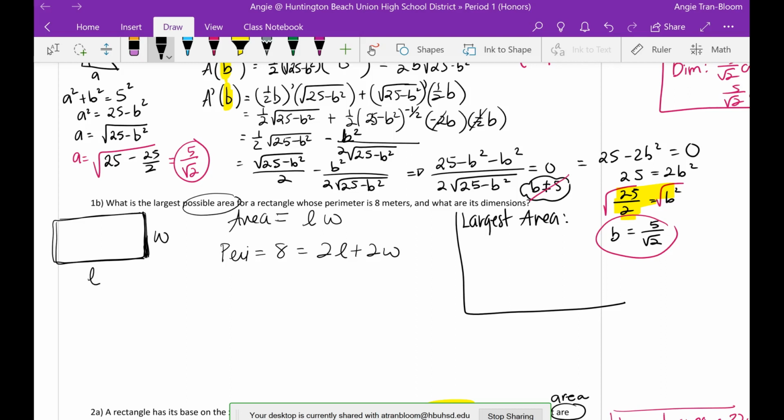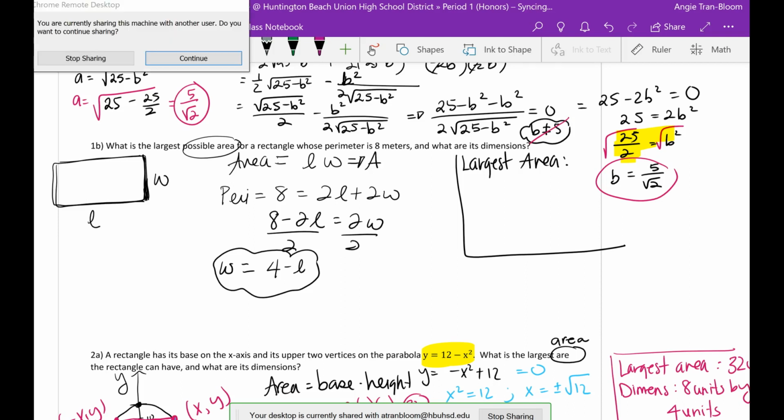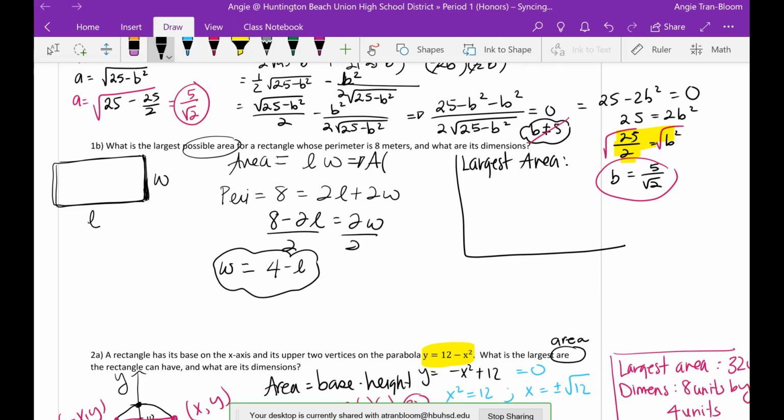Okay, so that means I'm going to move the 2L over. So 8 minus 2L equals 2W. Divide everything by 2. So W is equivalent to 4 minus L. Either way, you're going to get the same answer. It does not matter what variable you solve it for. So your area formula is in terms of what variable? A of what? L. Yeah, you got to know.